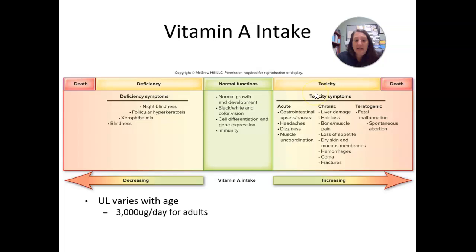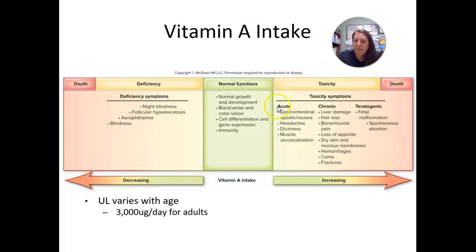And then toxicity. So the upper limit for vitamin A varies with age, but again, vitamin A can get stored. It's a fat-soluble vitamin that can get stored in the liver and in adipose tissue, and so there is an upper limit to it. Again, it varies with age. So again, I would have to refer you back to Appendix J of the textbook for those numbers, but for adults, the upper limit is 3,000 micrograms per day. Okay. And so what happens if you do have too much? It can, again, build up because it's stored.